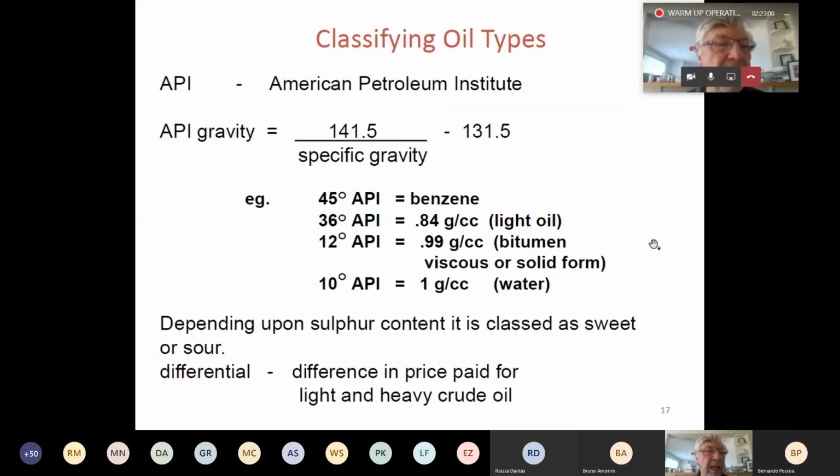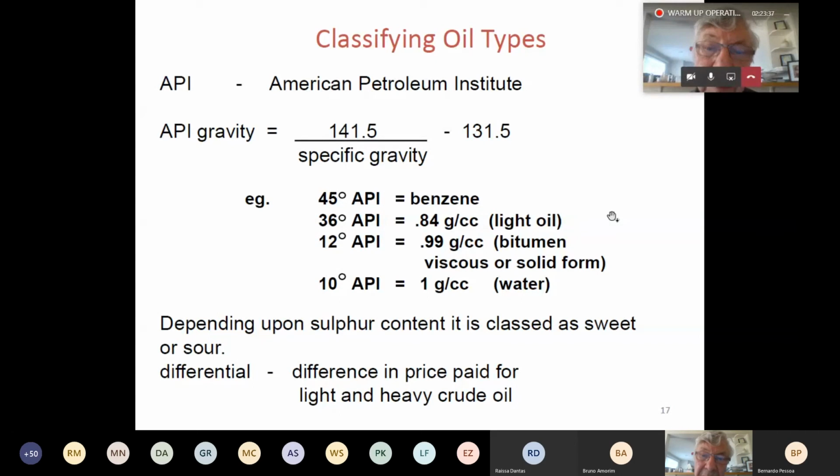And so in slide 17, I've tried to show that one way of demarcating or distinguishing oil types is by its API gravity. And API gravity is very simple. We take the number 141.5, divide it by the specific gravity of our oil, and whatever we get as a number, we subtract from that 131.5. So if you did that for water, which has a specific gravity of 1, then we'd have 141.5 minus 131.5. So the API gravity of water would be 10.